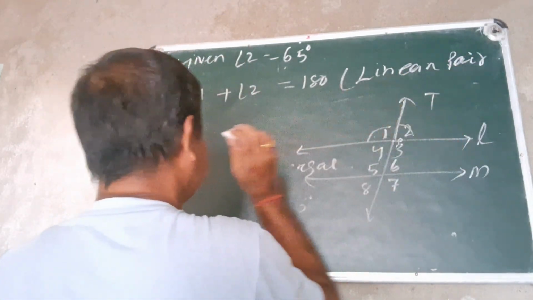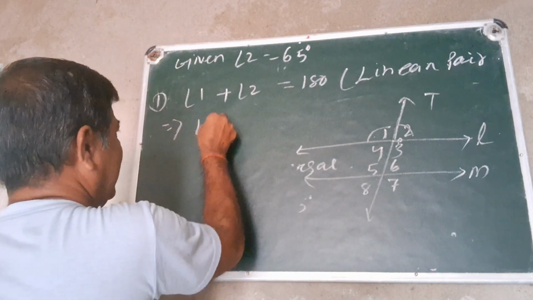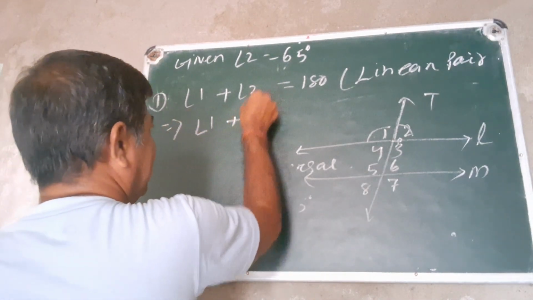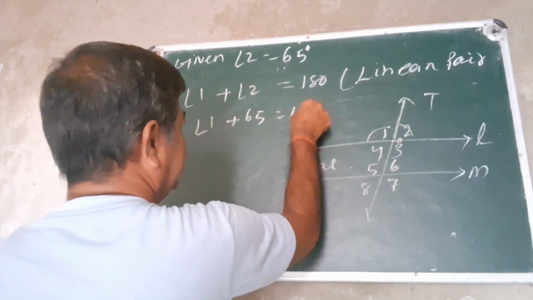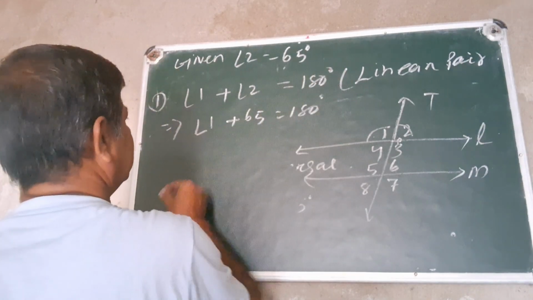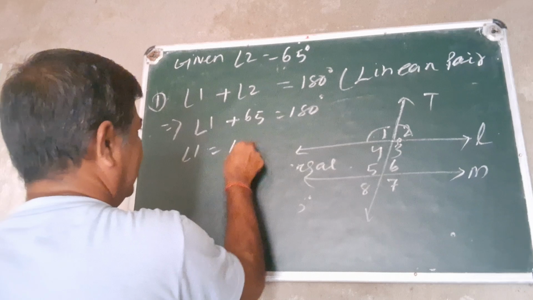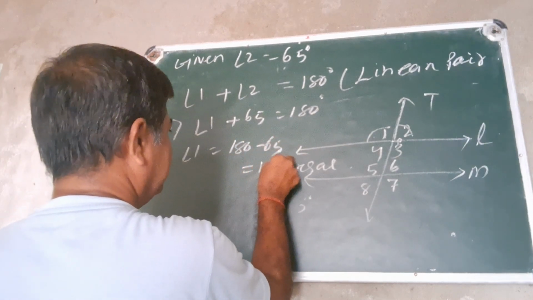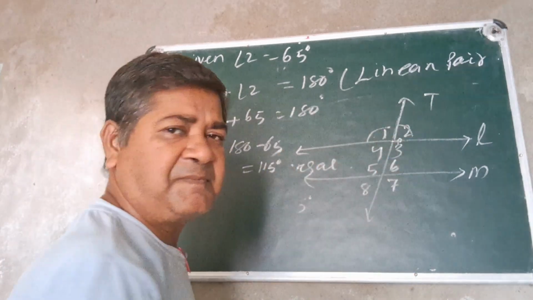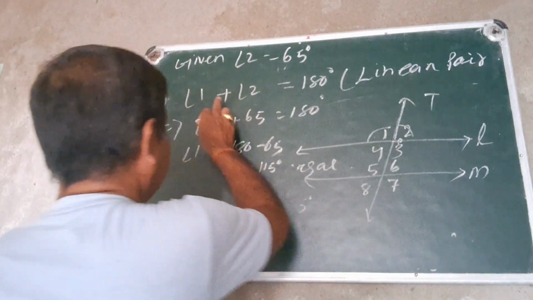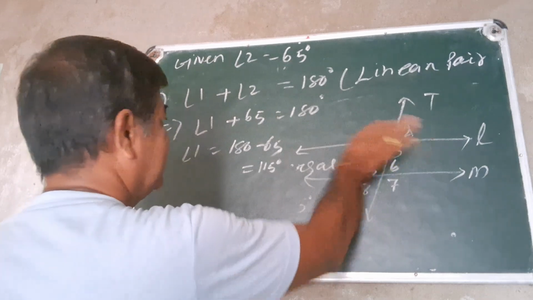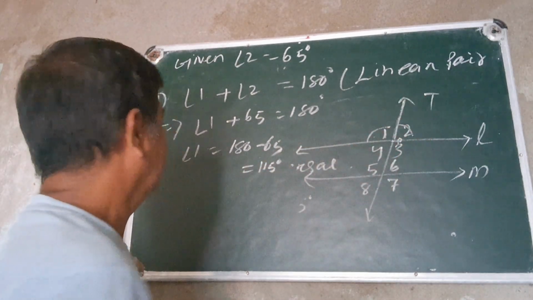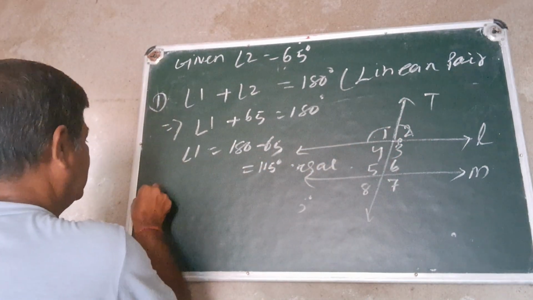Angle 2 is given 65. That implies angle 1 plus 65 equal to 180 degrees. Angle 1 equals 180 minus 65, that equals 115 degrees. That implies angle 2 is 65, angle 1 is 115 degrees. Now point 2.